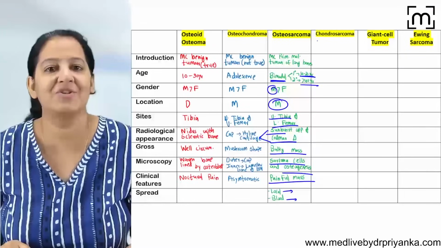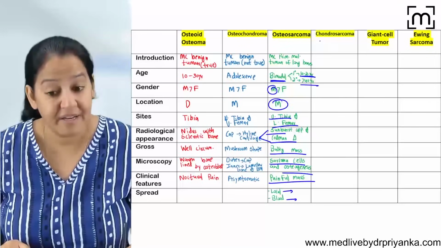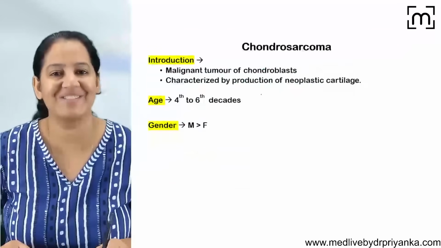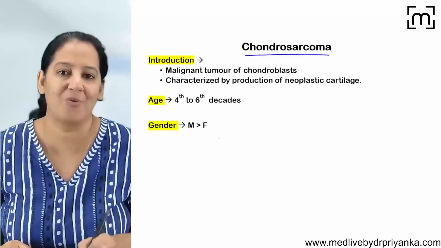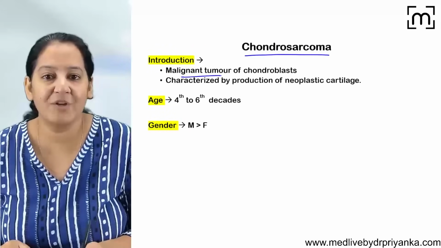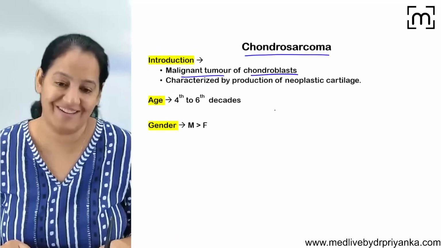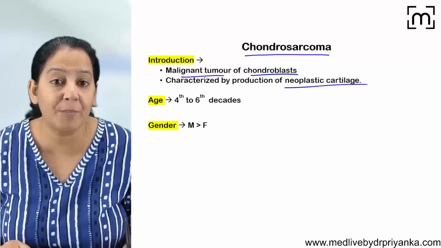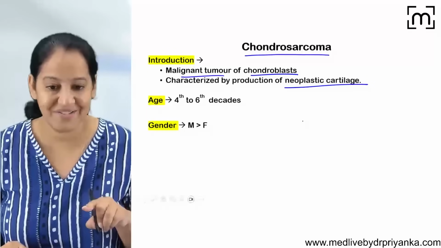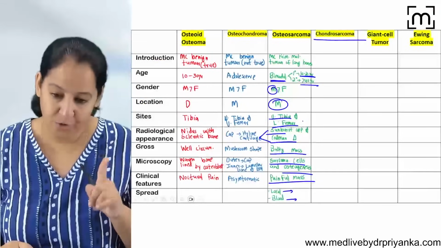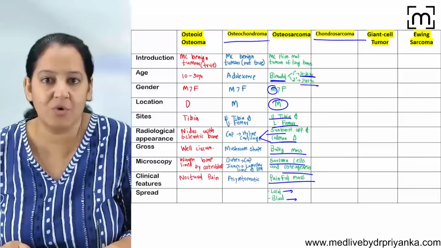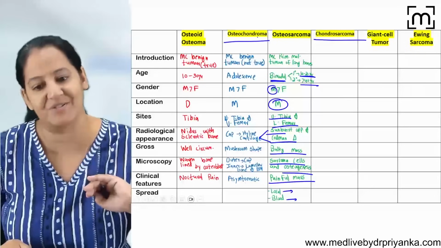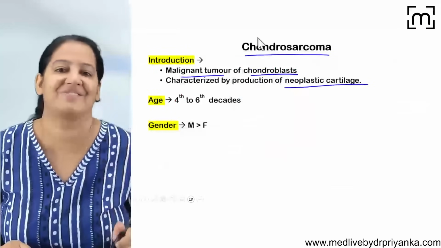Now coming to the next tumor, the cartilaginous malignant tumor, that is chondrosarcoma. So let's start the next tumor, chondrosarcoma. It is a malignant tumor of the chondroblast. It is characterized by production of neoplastic cartilage. It is also a cartilaginous tumor, but neoplastic. I told you about one more cartilaginous tumor, osteochondroma, in which a cartilaginous cap was there, but that was a benign cartilaginous tumor. This one is a malignant cartilaginous tumor.